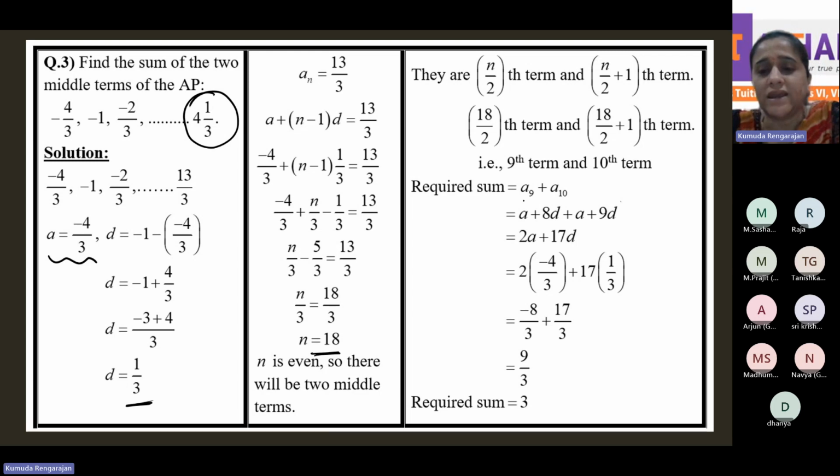So the required sum is A9 plus A10. What is A9? A plus 8D. And A10 is A plus 9D. So that means 2A plus 17D. Substitute the values of A and D, and the required sum is 3.